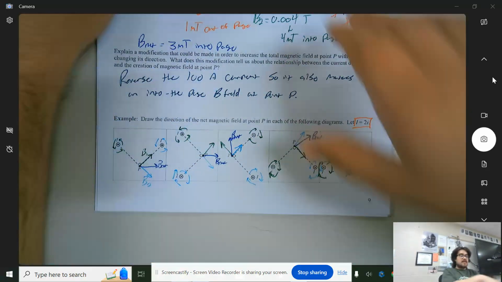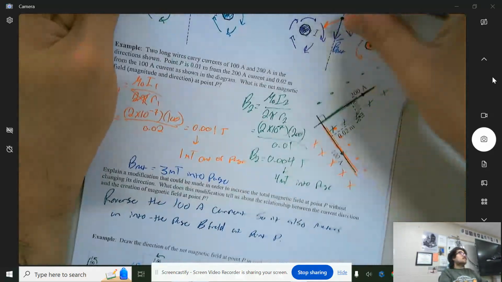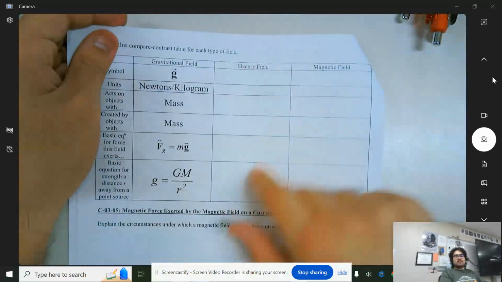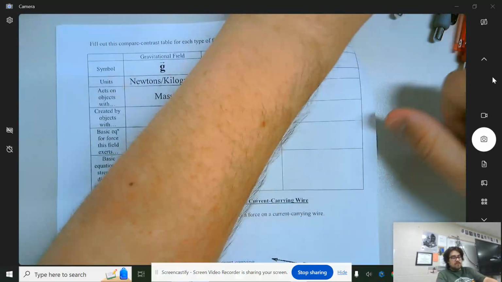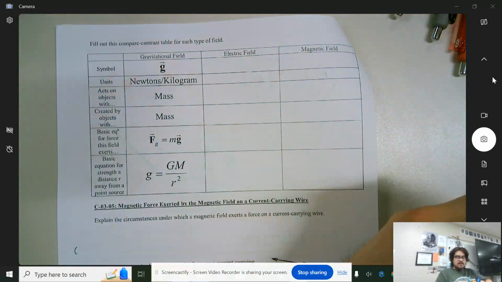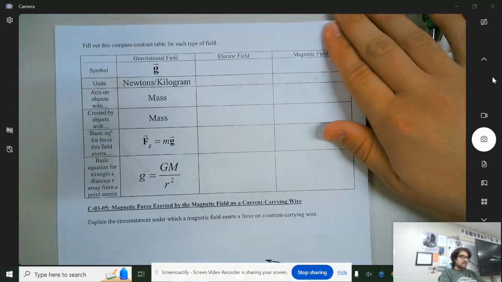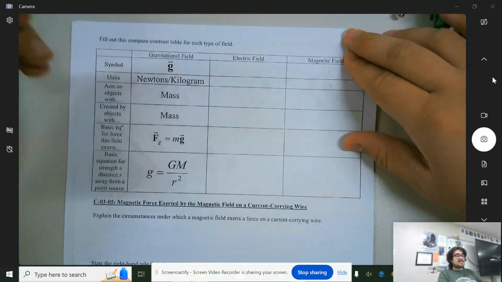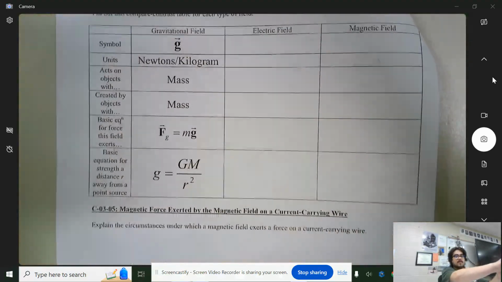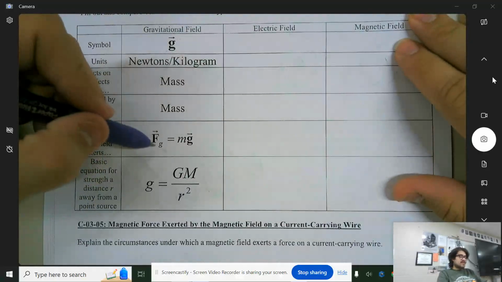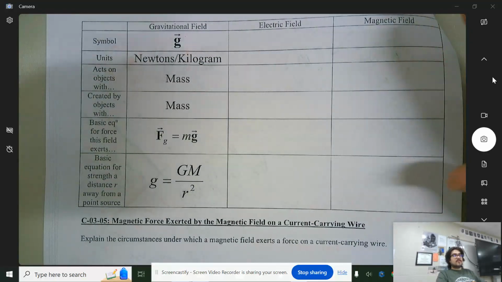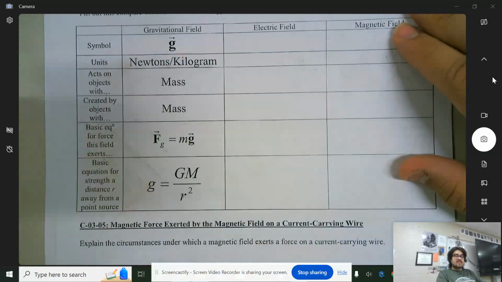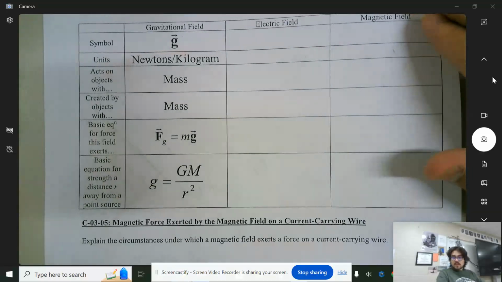All right, there's that. Now let's fill in this table in the back here. We're going to do it really quickly because we want to compare and contrast gravitational, electric, and magnetic field. We've looked at these three different types of field over the course of our physics career, so now we're taking another look at them. Gravitational field, g, newtons per kilogram. They act on objects with mass, and it's created by objects that have mass too. We used F equals mg as an equation for the force exerted by the field. This is the equation for strength of the field a distance r away from some point source.